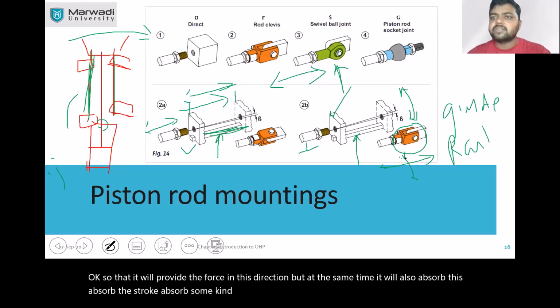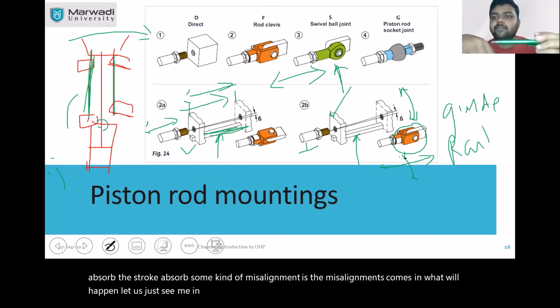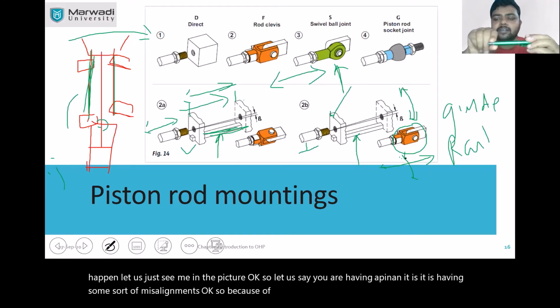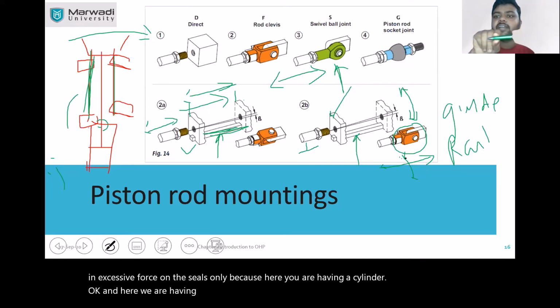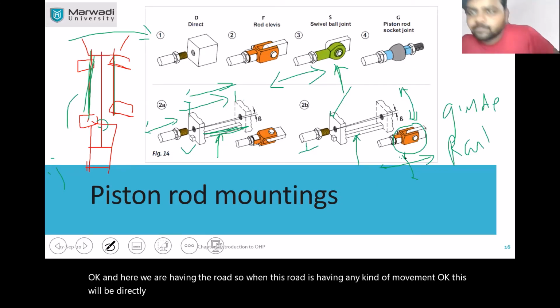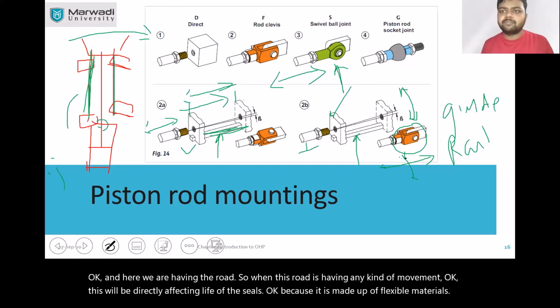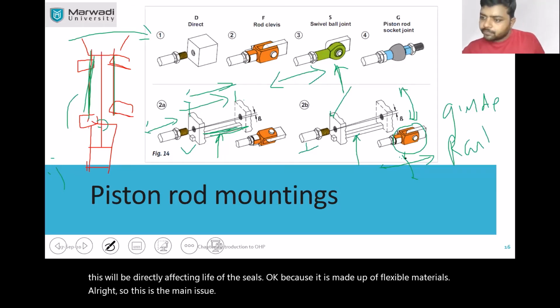If the misalignment comes in, what will happen? Let us say, just see me in the picture. Let us say you have a pan and it has some sort of misalignment. Because of the misalignment, what will happen? It will result in excessive force on the seals, because here you have a cylinder, and here we have a rod. So when this rod has any kind of movement, this will directly affect the life of the seals, because they are made up of flexible materials, right? This is the main issue with the guide rails.